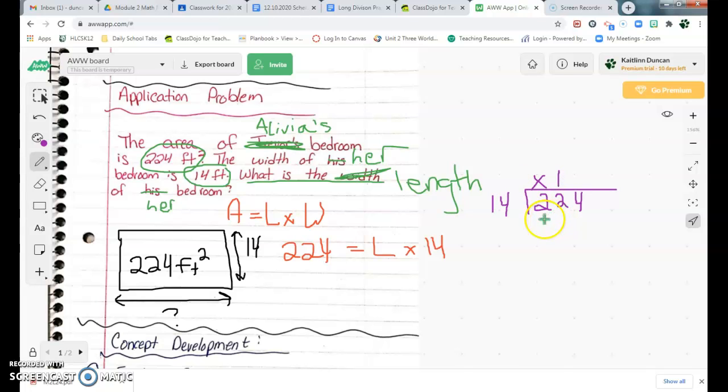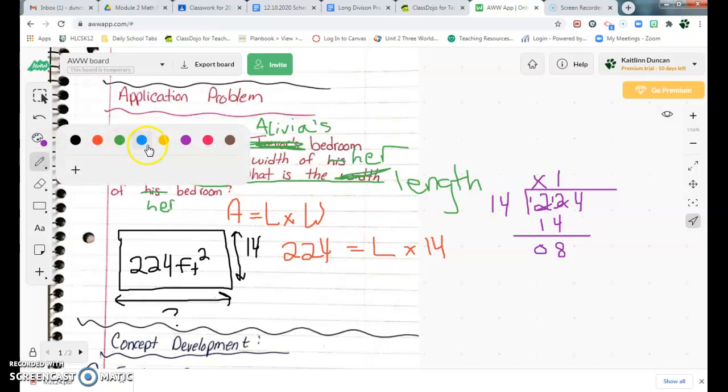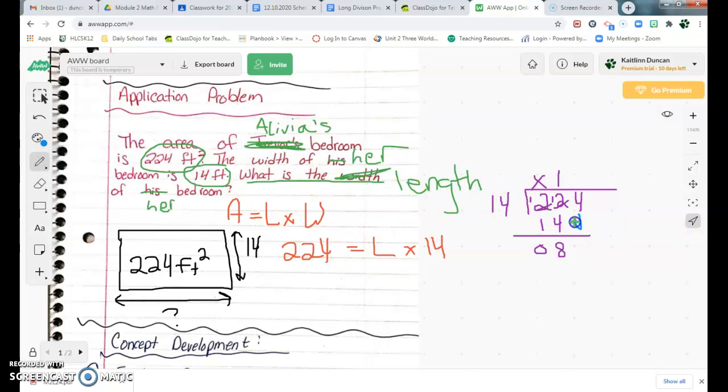that's too large. So now I'm going to subtract 14 times 1 from 22. So 14 times 1 is 14. This 2 is going to be a 12. This 2 is going to be a 1. 12 minus 4 is going to give me 8. 1 minus 1 is 0. Now I need to bring down that extra 4.